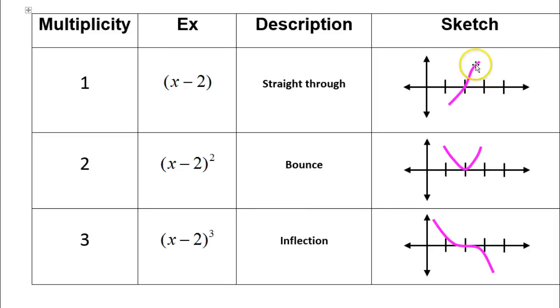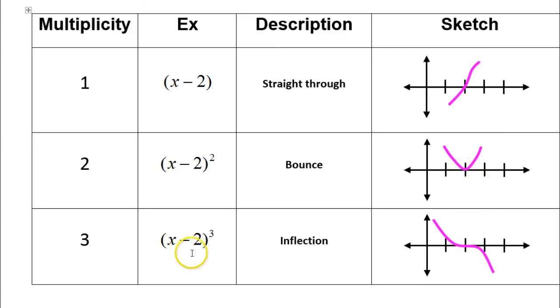The graph will behave in different ways depending on the multiplicity of a particular factor or a particular zero. So if a factor is just a single factor, then at that particular root, the graph just passes straight through like this. On the other hand, if the factor is a double factor, multiplicity 2, then the graph bounces off that particular zero instead of passing through.